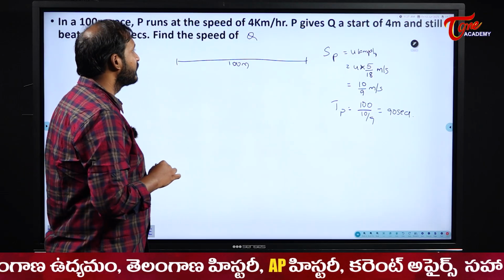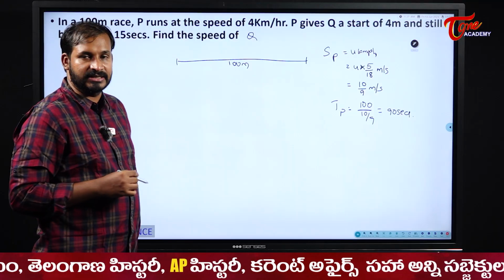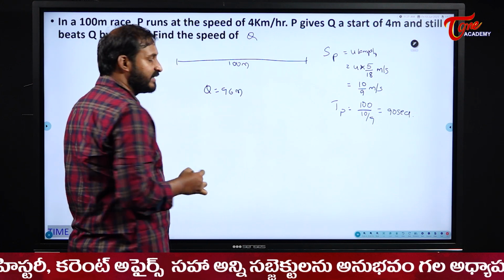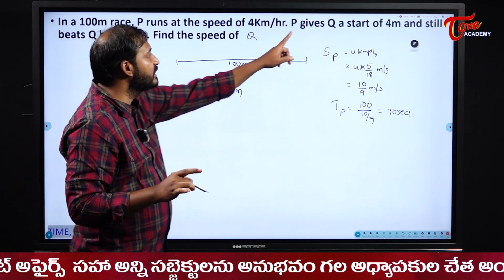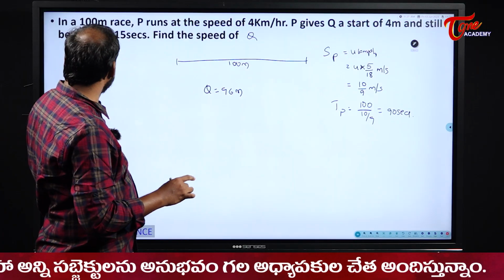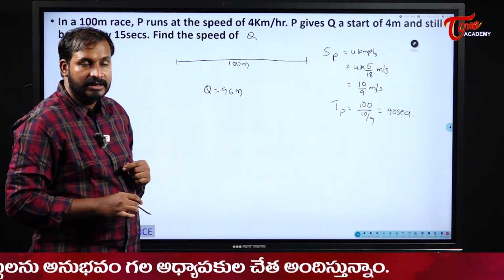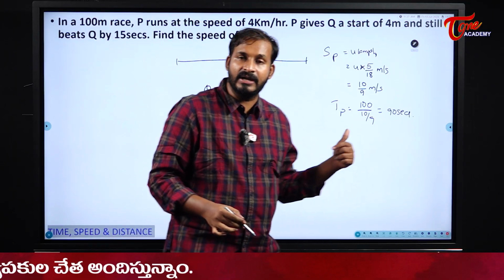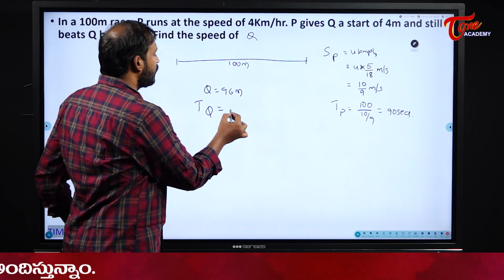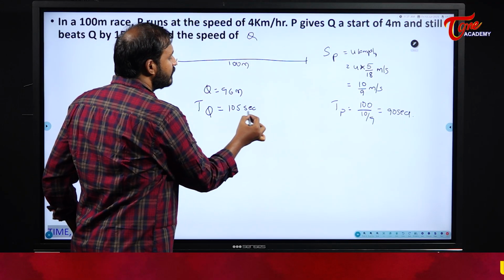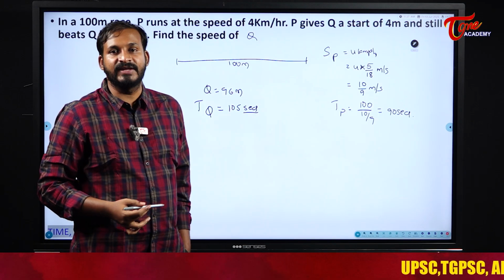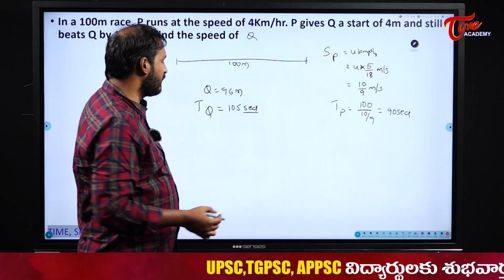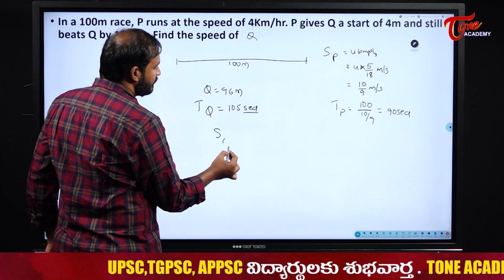Okay, good, superb. Now, P gives Q a start of 4 meters. Now tell me, in this race, Q will travel what distance? Just 96 meters, not 100 meters. Why? Because P is giving Q a start of 4 meters and still beats Q by 15 seconds. What is the time taken by Q here? P is taking 90 seconds, then Q will take 105 seconds. Am I correct or not? Because he is beating him by 15 seconds. He is running just 96 meters and he is taking 105 seconds.